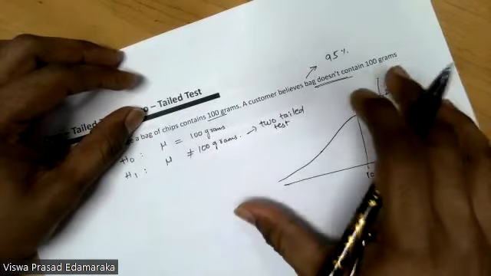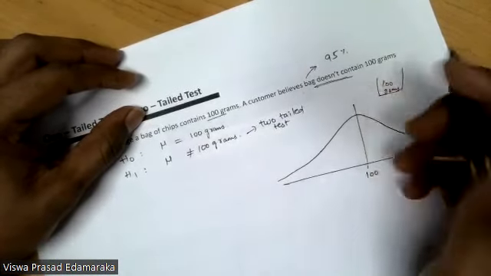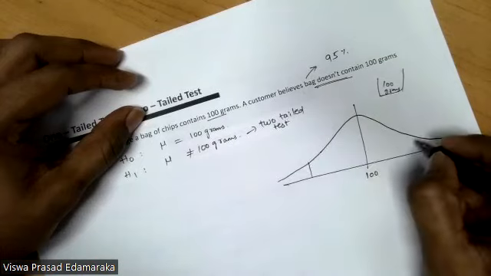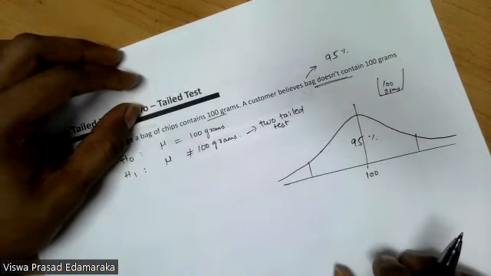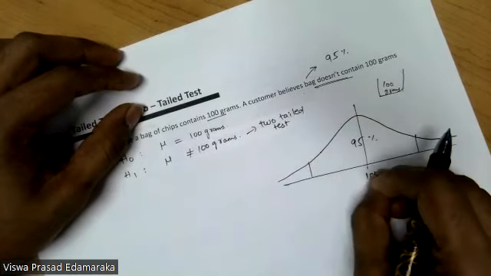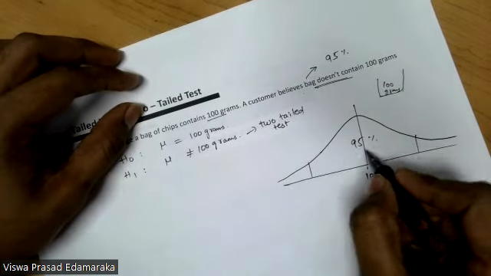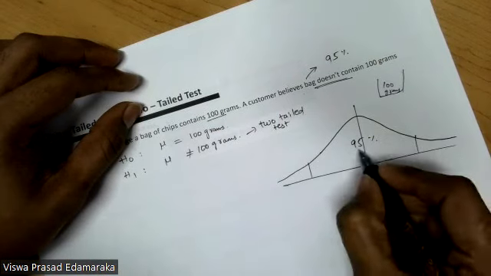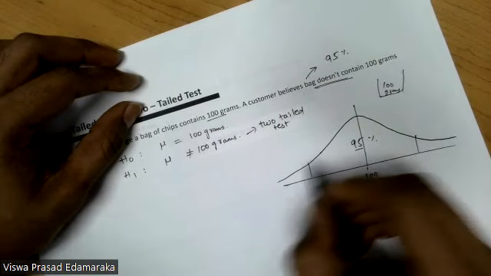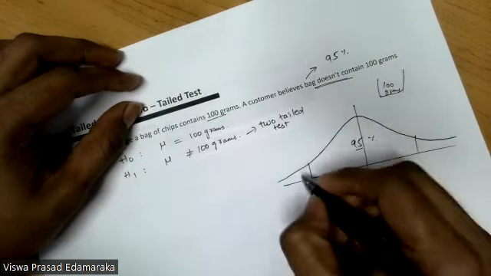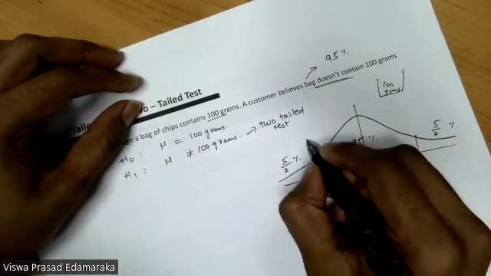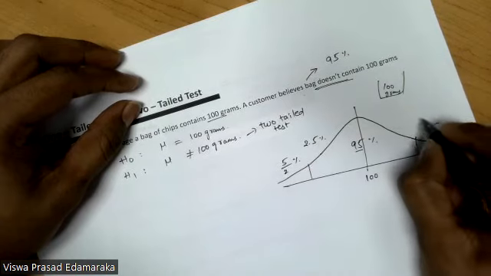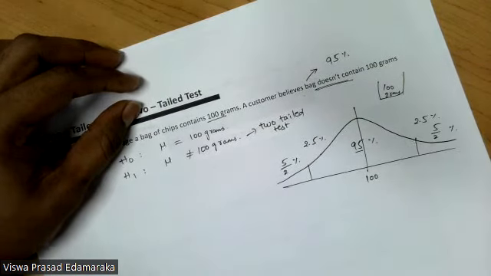For this, the normal distribution is 100%. Out of 100, his confidence is 95%. The 95% of the chips doesn't have 100 grams. So out of 100, it goes 95%. Combined, it has 5%. That means 5 by 2, here also 5 by 2. That means 2.5%, 2.5%.